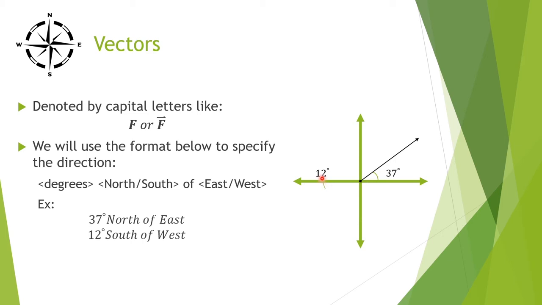12 degrees south of west is another example. South is in the downwards direction of west. 12 degrees south of west. This is west, and that's your vector. 12 degrees. That's it. Those are vectors.